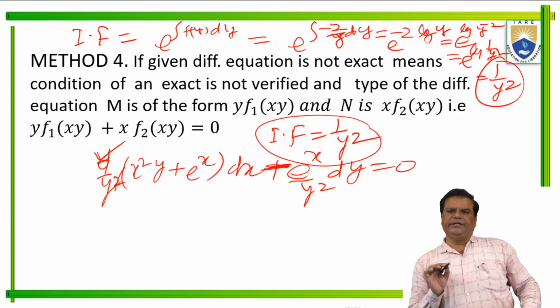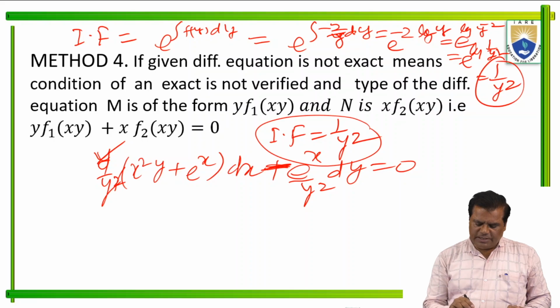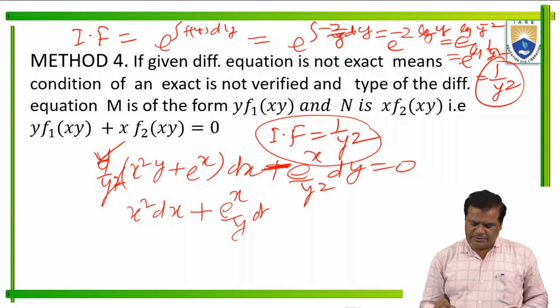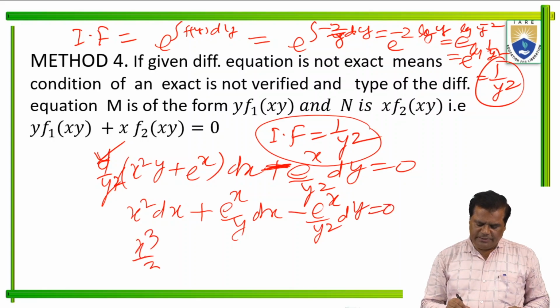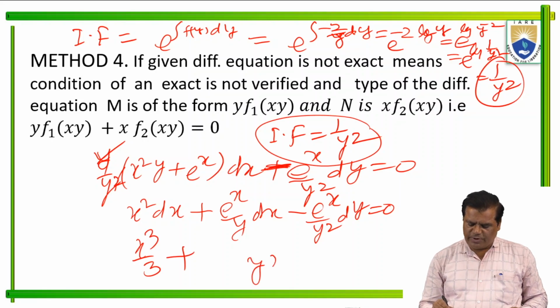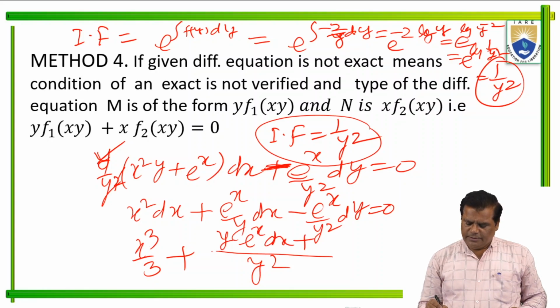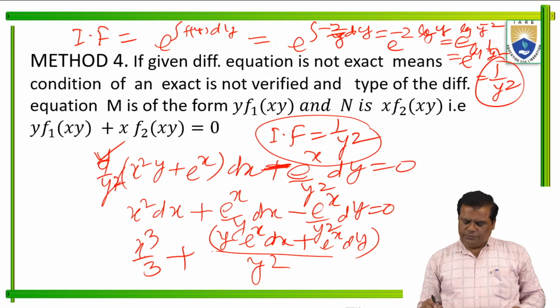Now this equation is integrable. How can we say integrable? Separating this: x square dx plus e to the power x upon y dx minus e to the power x upon y square dy equal to 0. So this is x cube by 3, plus integrating this, e to the power x upon y dx and e to the power x upon y square dy. Okay. This equal to 0.